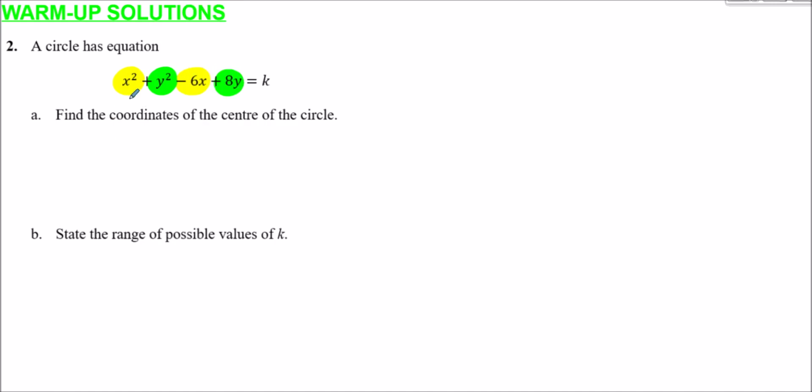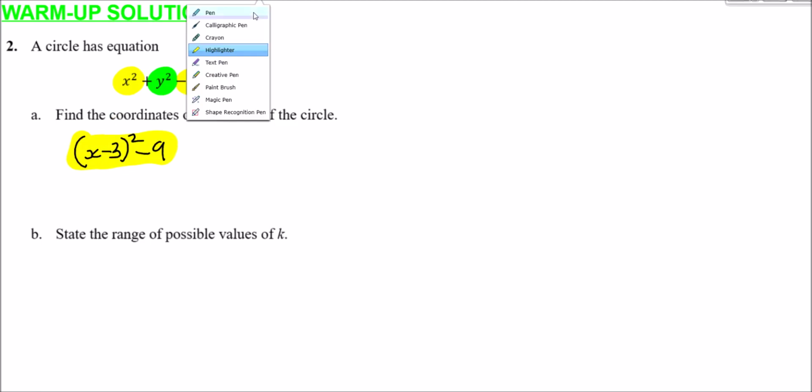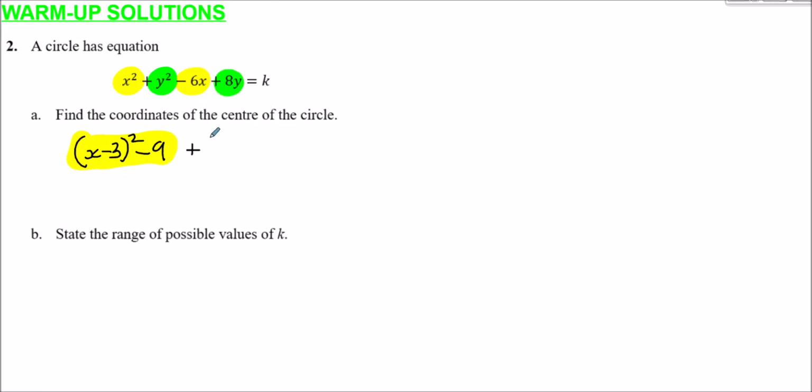So what we have here, x squared minus 6x becomes x minus 3 squared. We minus off this 3 squared, so that becomes minus 9. We then do the same thing for the y terms. So we have y plus half the 8 is 4. Square that out, then minus off the 4 squared gives us minus 16. And that equals k.